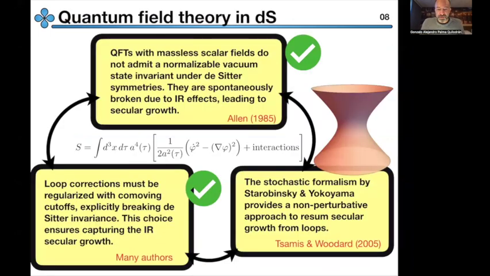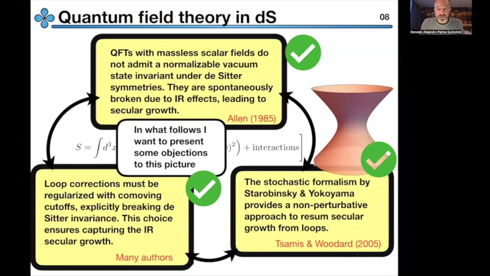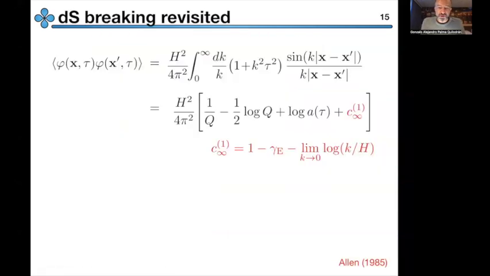So that's it for the third statement that I wanted to review. But now, in the rest of the talk, I would like to present some objections to this picture. So let me start by objecting the first vertex of this triangle. So here you have again the result by Allen, where you see the appearance of the secular growth plus this divergent term C infinity, which depends on that limit of the comoving momenta that appears there.